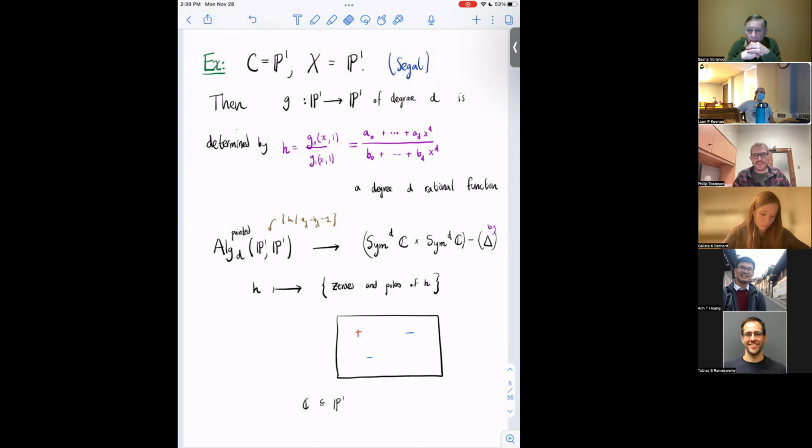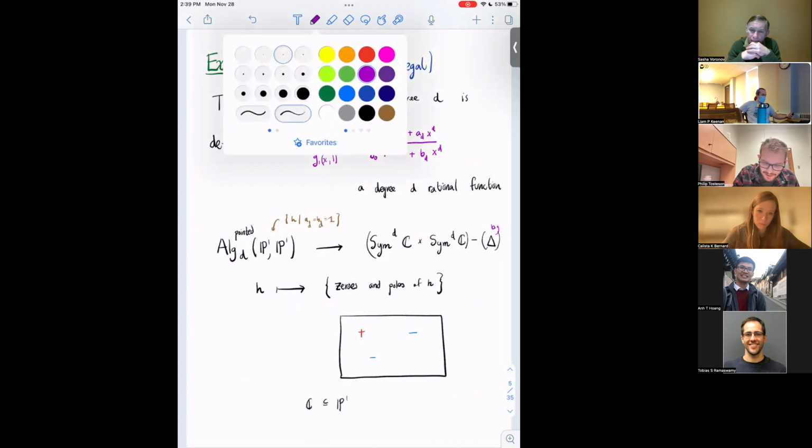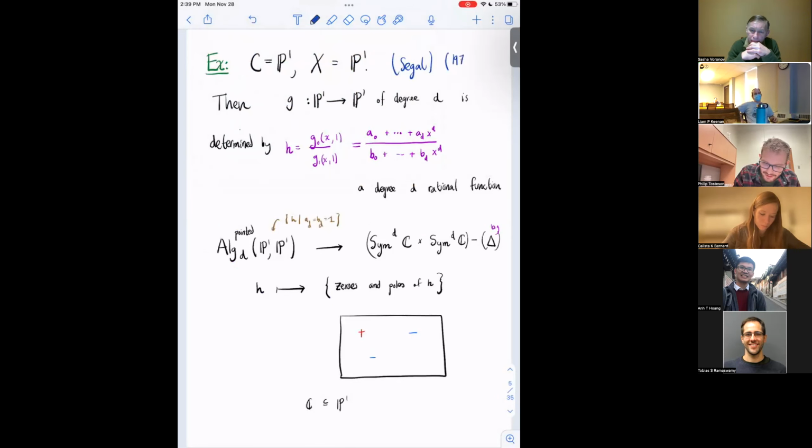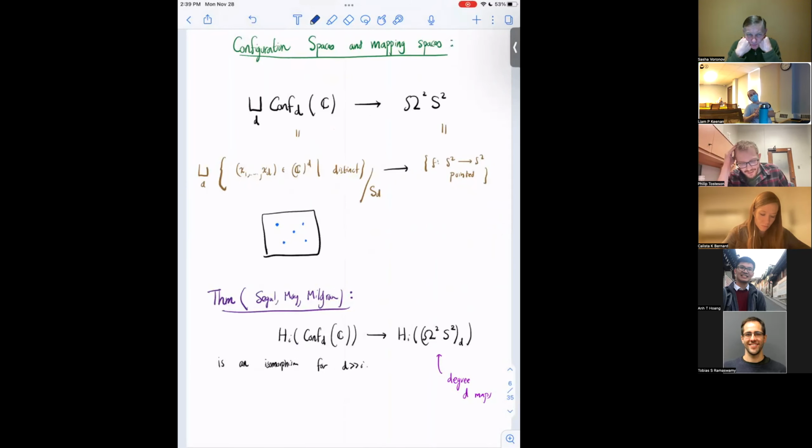So this is some configuration space, and I think Siegel wrote this paper in 1979, which was during the classic era, or maybe shortly after the classic era, of the topology of configuration spaces and loop spaces and the relationships between them. Siegel was very involved in this, and one of the classic theorems says that the homology of configuration spaces in the plane is related to the homology of the double loop space of S2.